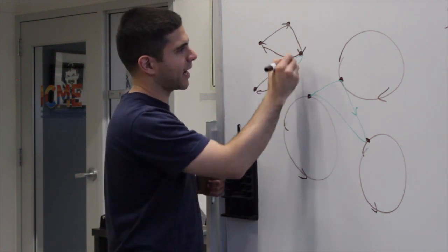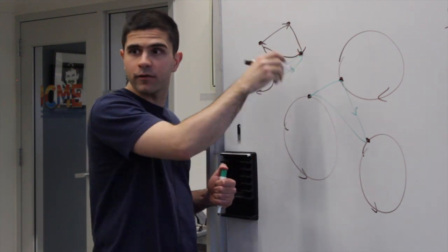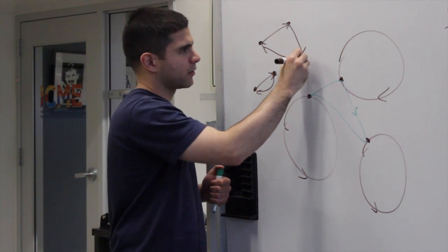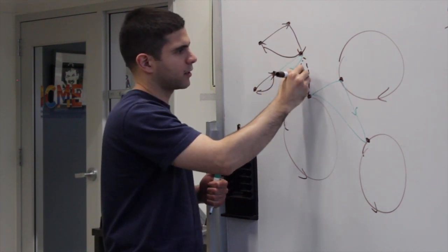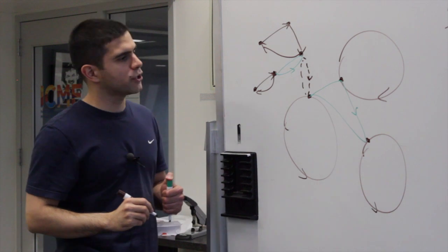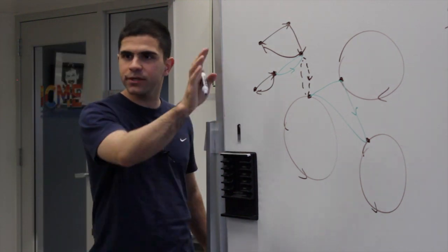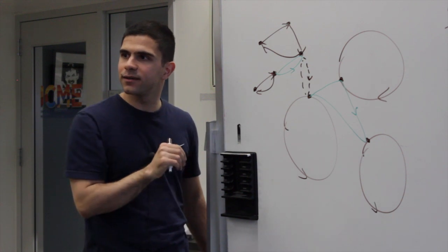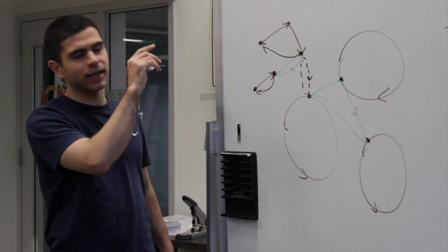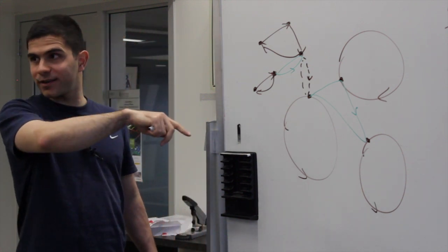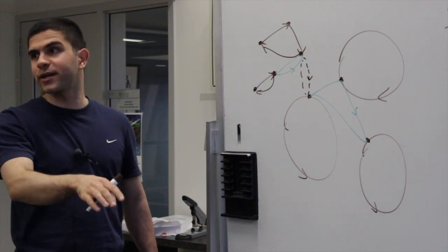You say we pick this guy and this guy as a representative from our connected components. And now every node has exactly even out degree and even in degree. And so you can get an Eulerian circuit out of it, shortcut it, and you win.